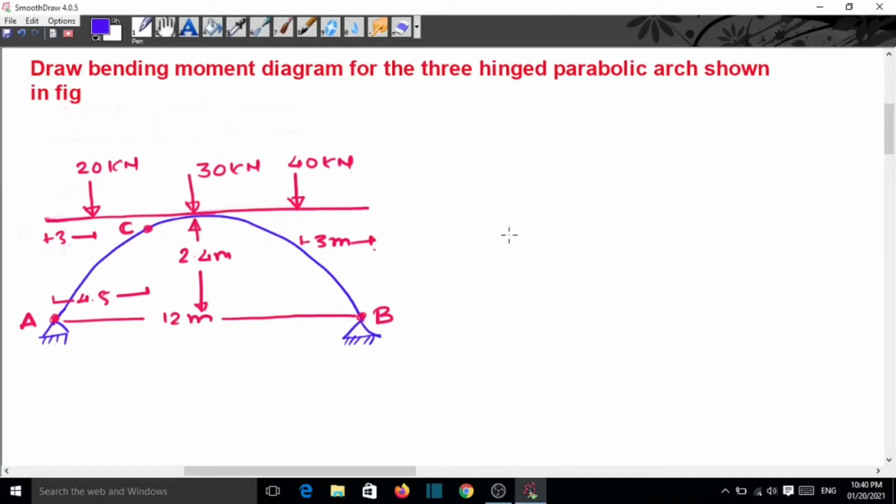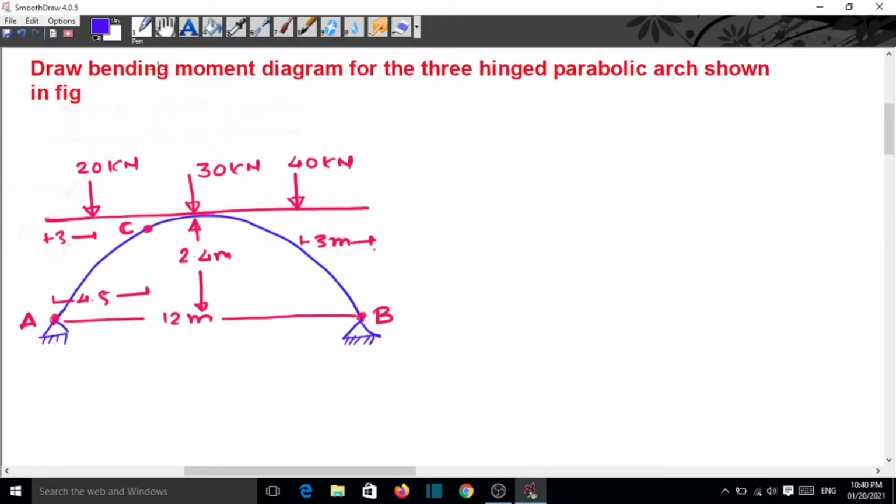Hello friends, today's topic is the three-hinge arch. Draw the bending moment diagram for the three-hinged parabolic arch as shown in the figure. Now here is the figure, and for that we have to draw the bending moment diagram. The first step is to calculate the reactions.